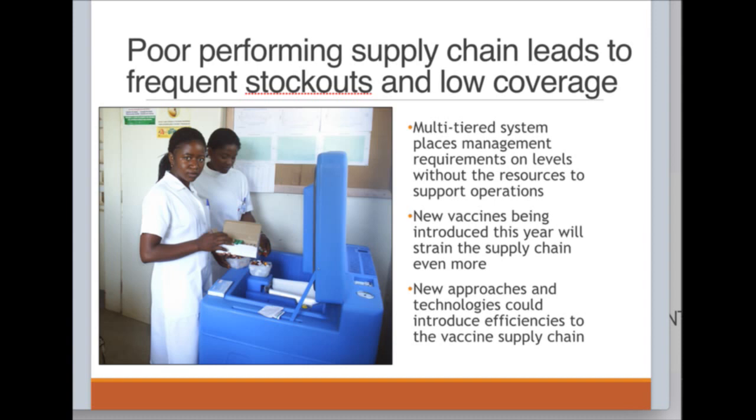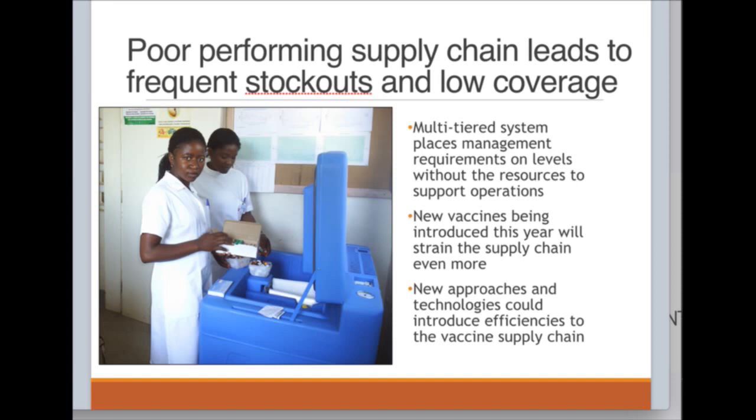On top of that, on a system that is not functioning very well already, we are this year introducing a lot of vaccines in Mozambique, new vaccines, which is something that's also happening in other countries. In Mozambique, we are going to be introducing in the last half of 2015 IPV, rotavirus and measles second dose. And on top of that, we are also having a demonstration in a few districts of HIV. So this is going to put a lot of weight onto a system that's already having faults.